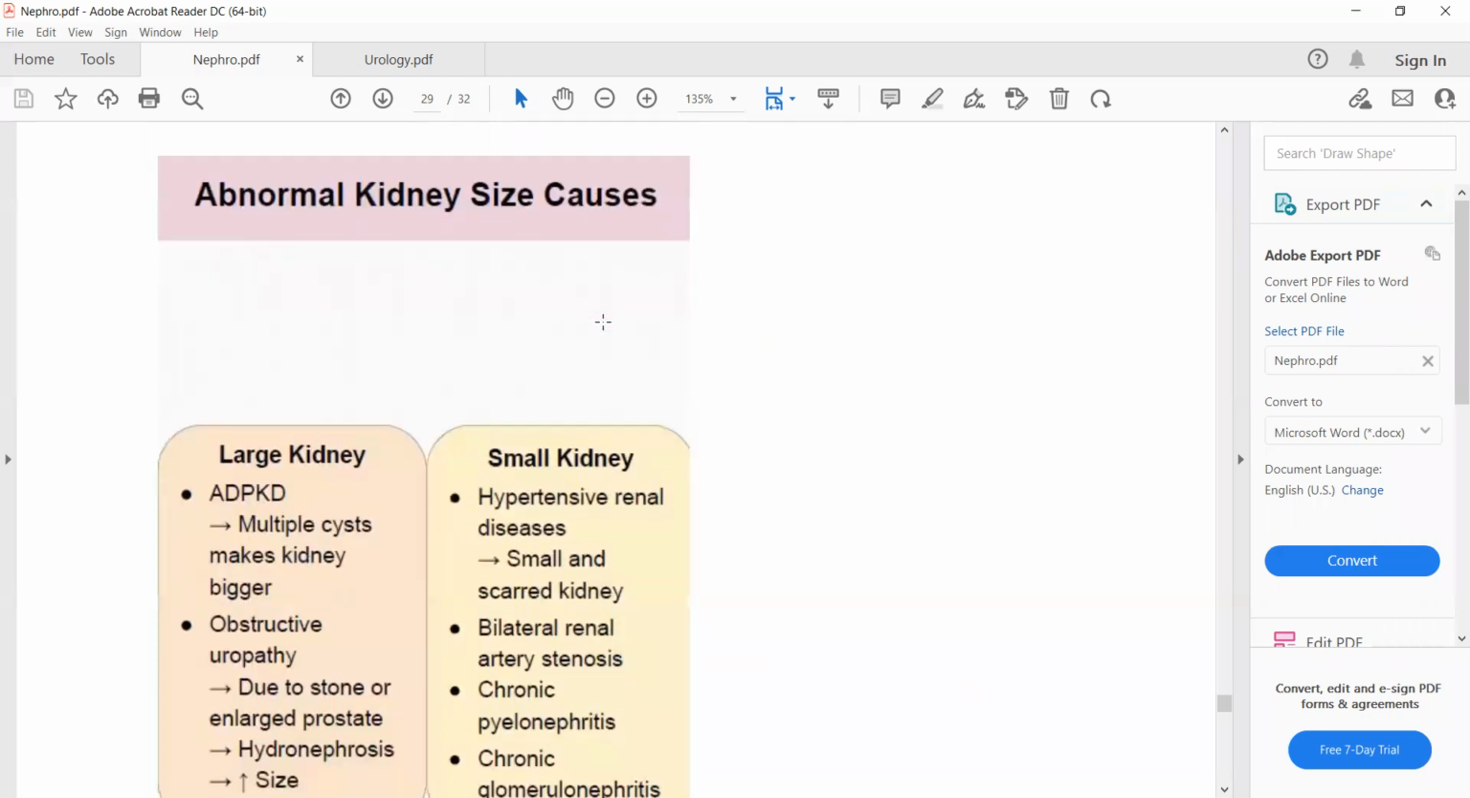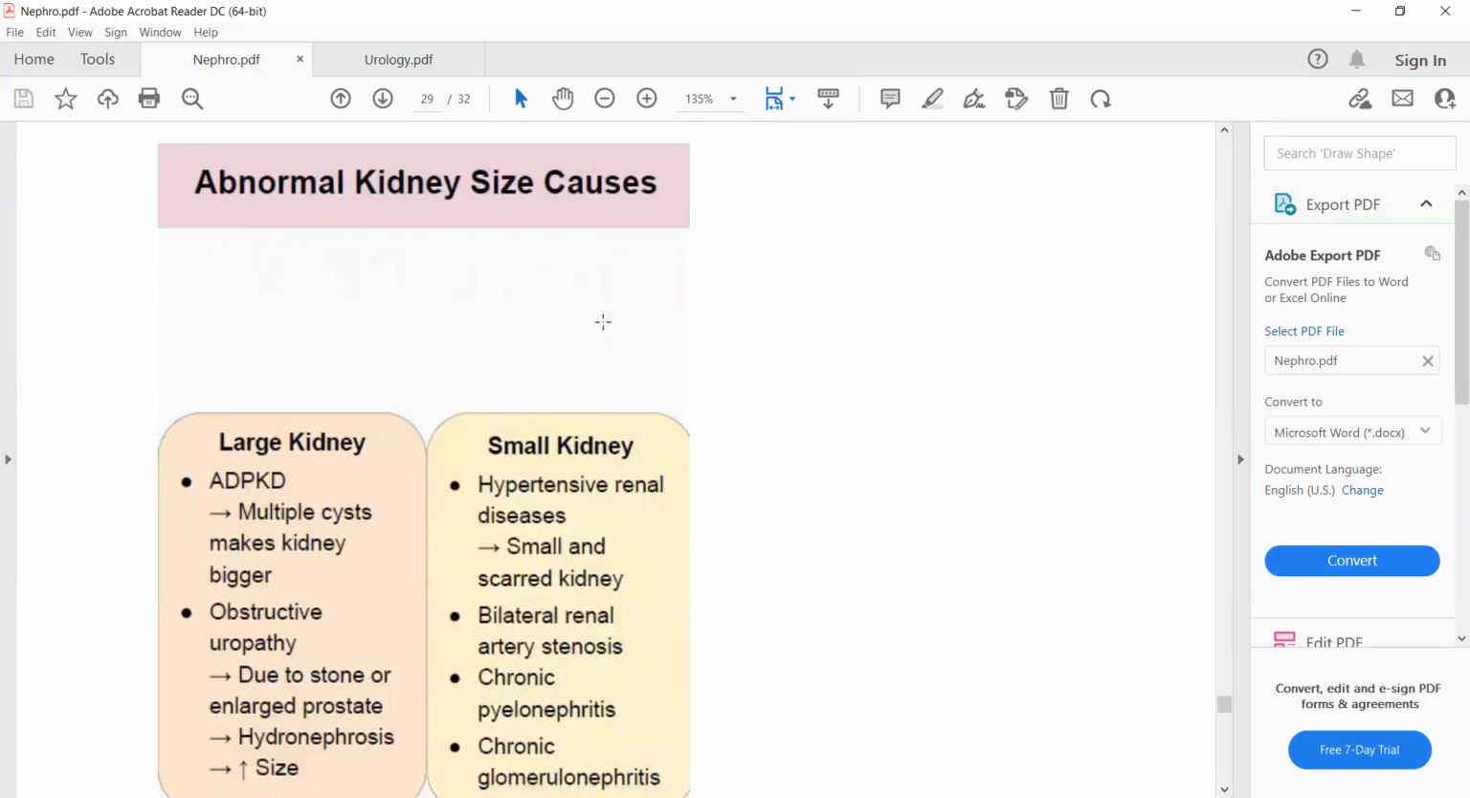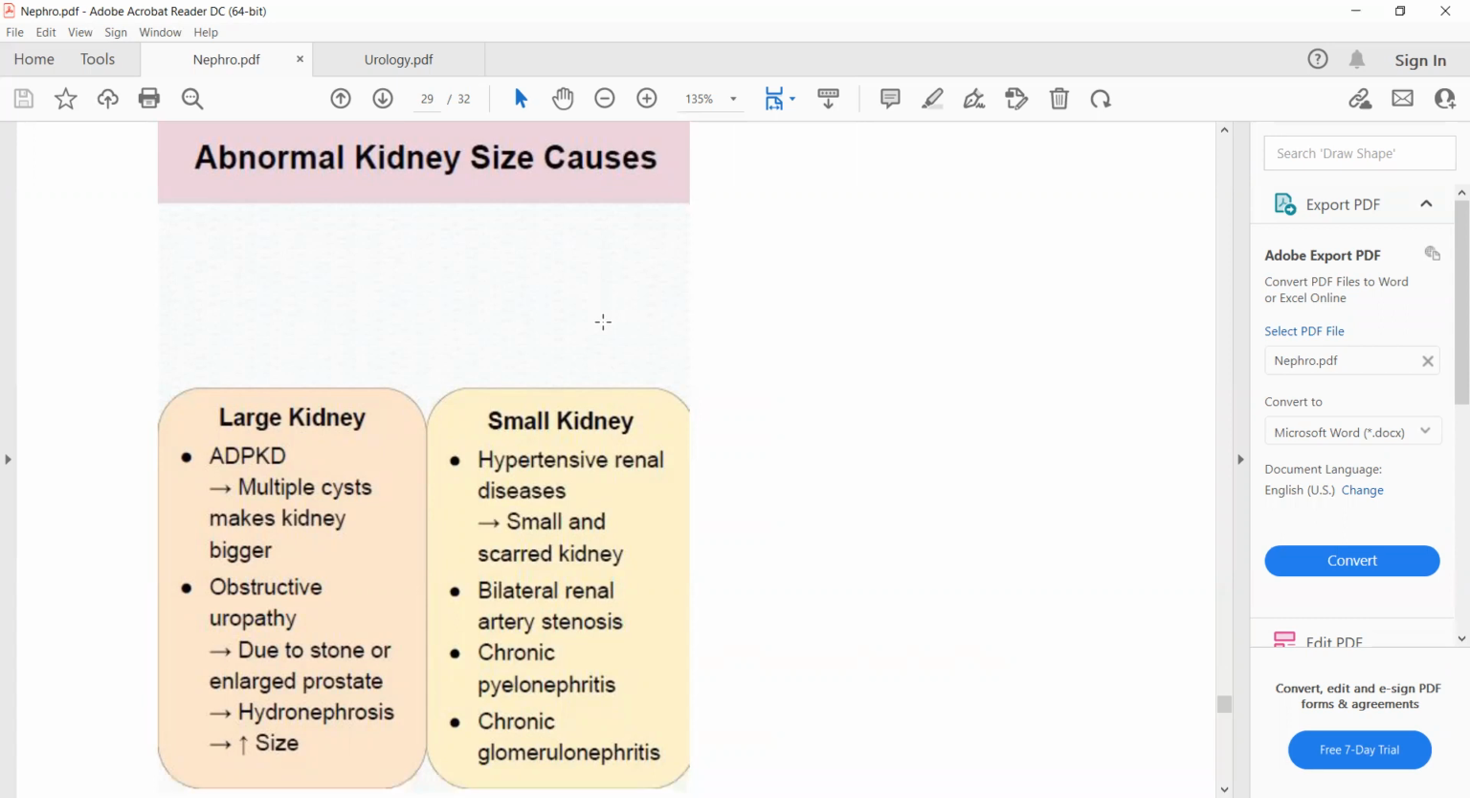Our next topic is causes of large kidneys and causes of small kidneys. On ultrasound, we have discussed that multiple cysts are formed in polycystic kidney disease, so it will cause large kidneys. And the second diagnosis for large kidneys is obstructive uropathy, which can be caused by stones. It can be caused by enlarged prostate.